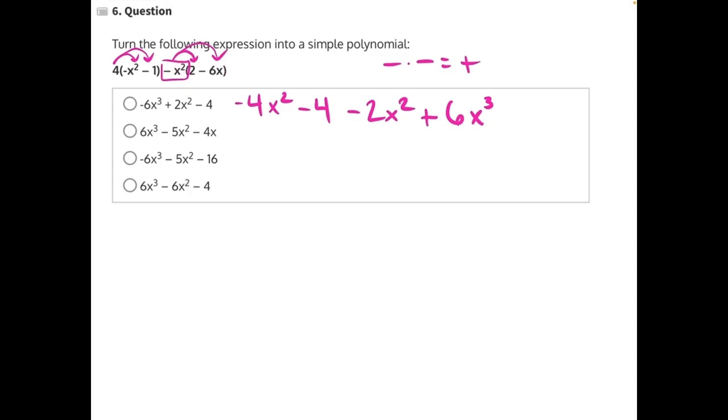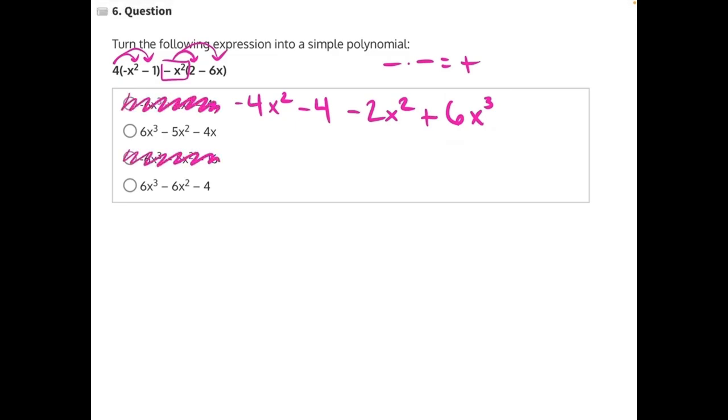So now we actually have enough information to use process of elimination and find our correct answer. We know that our first term should have the x cubed variable because that's our highest exponent value, and it should be a positive 6x cubed, not a negative 6x cubed. So we can eliminate these two options.